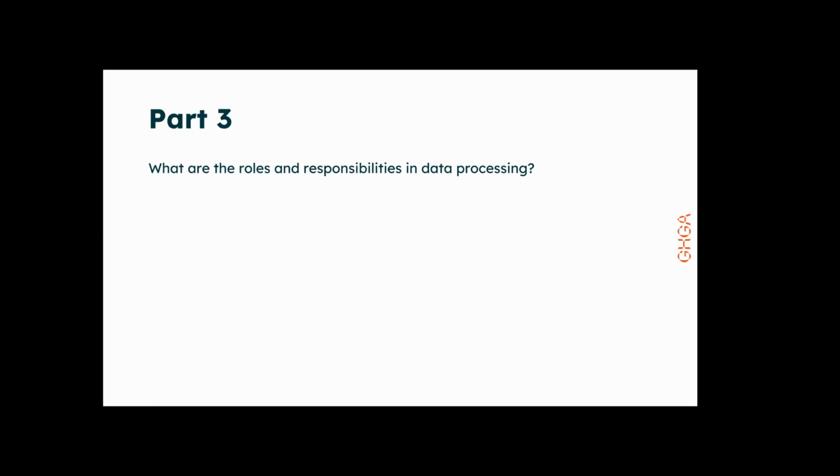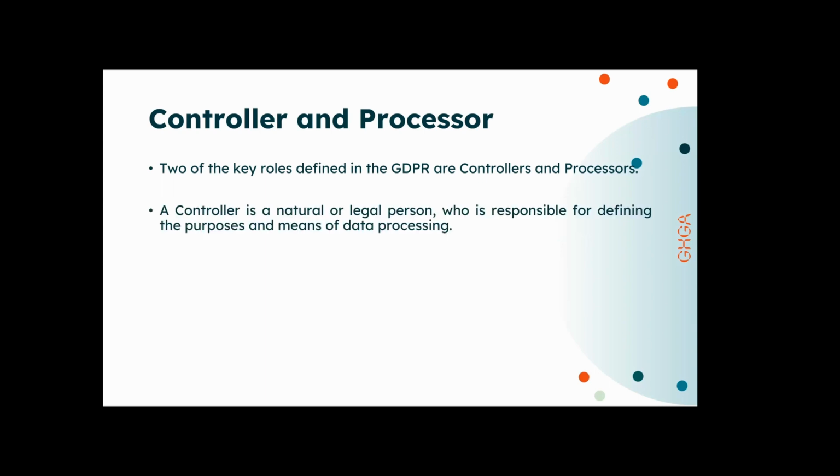In this part, we want to really think about the roles and responsibilities in data processing. Two of the key roles defined in the GDPR, you've probably come across them, are controllers and processors. The GDPR defines a controller as a natural or legal person who is responsible for defining the purposes and means of the data processing, whereas a processor is someone who processes data on behalf of a controller.